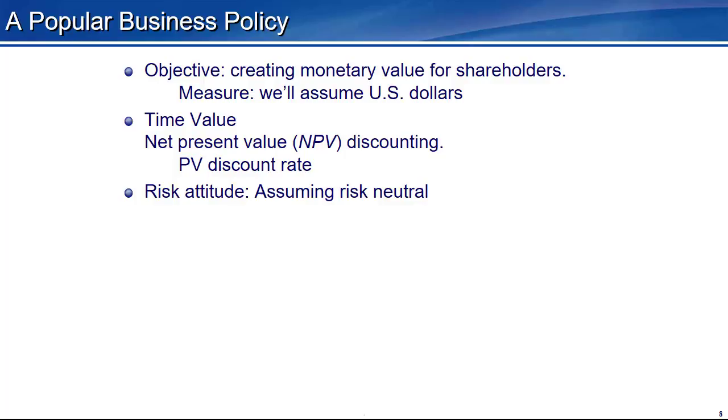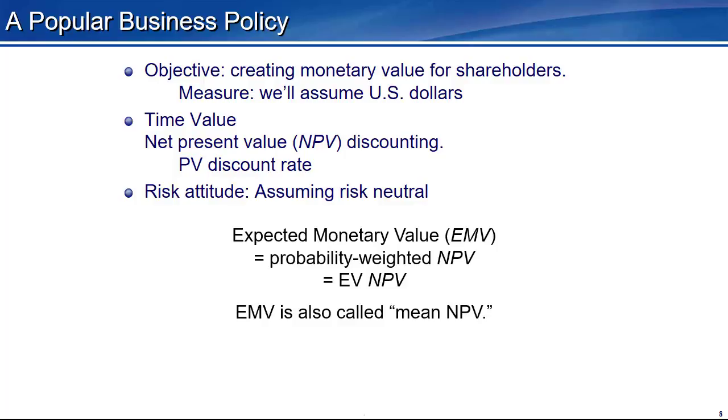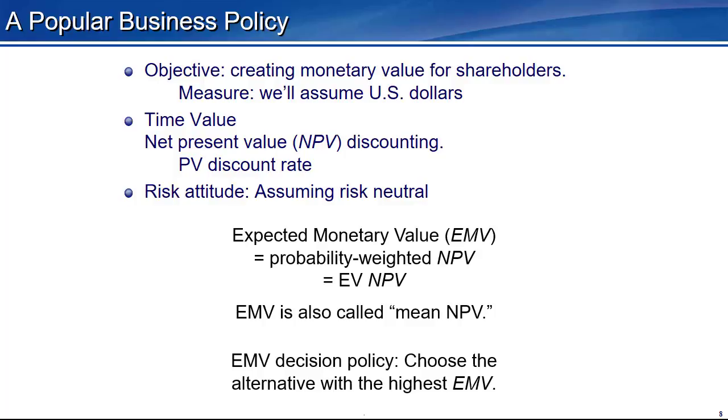Let's assume a company is risk neutral. Expected monetary value, EMV, is the probability weighted NPV, equals expected value NPV. EMV is also called mean NPV. The EMV decision policy is choose the alternative with the highest EMV. This applies best when the objective is to maximize the EMV of the company.